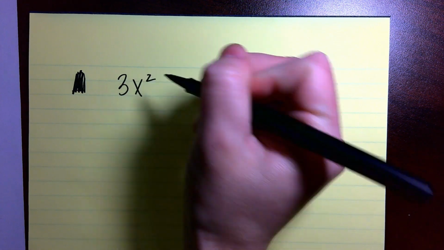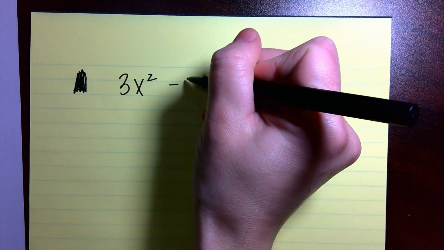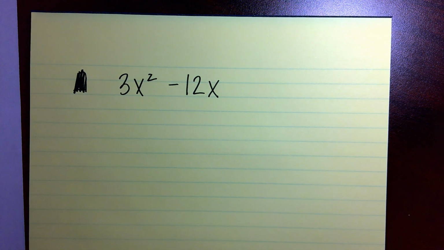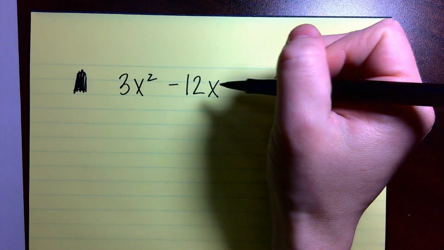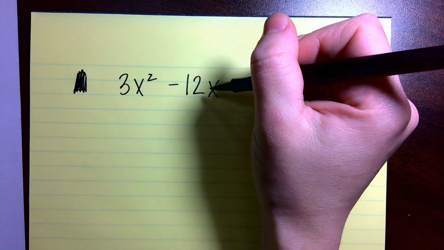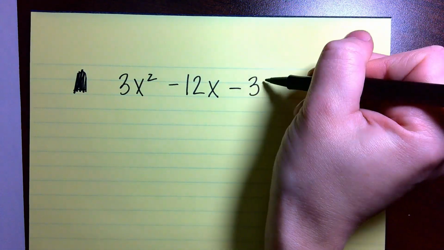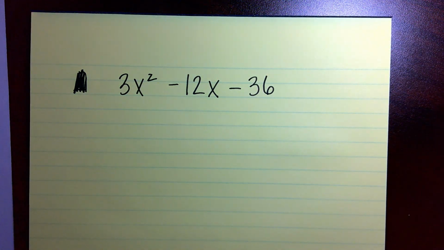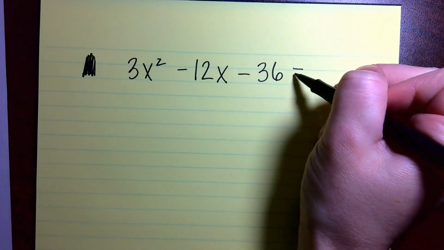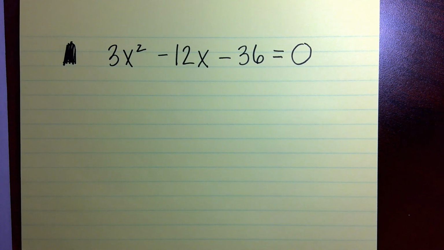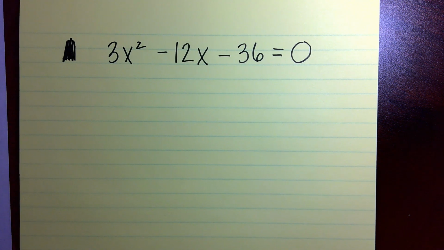3x squared minus 12x and minus 36. Okay. And that is equal to 0 in this case. So, yes, there is a greatest common factor.